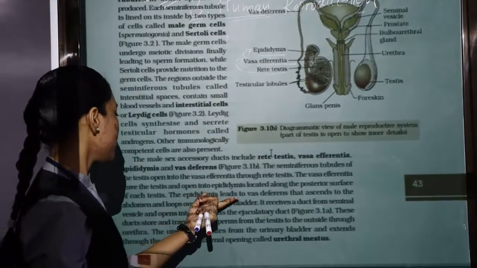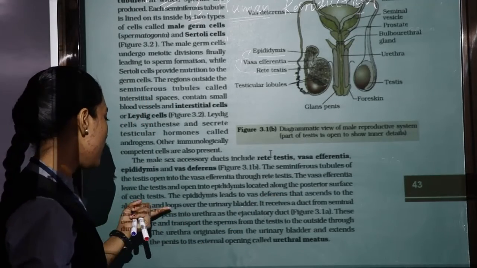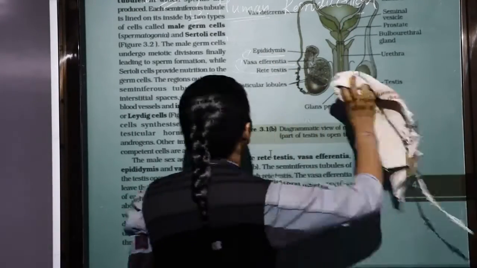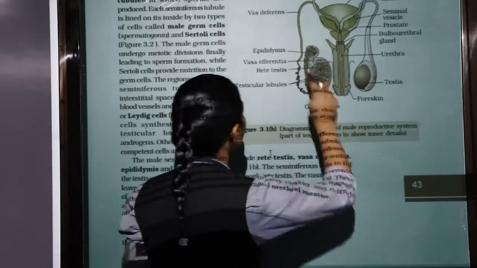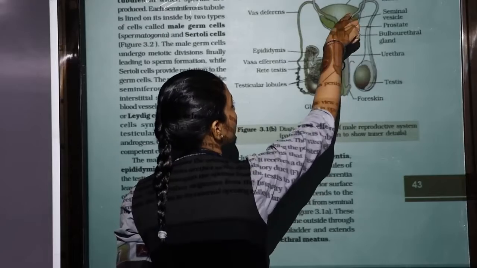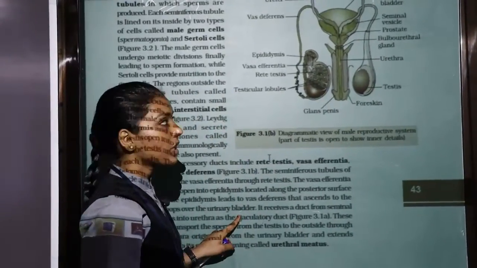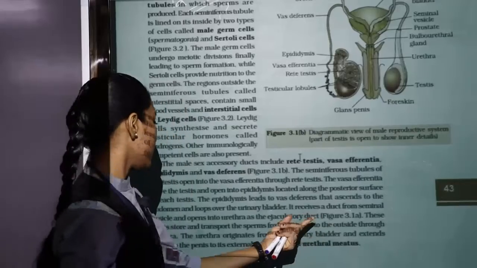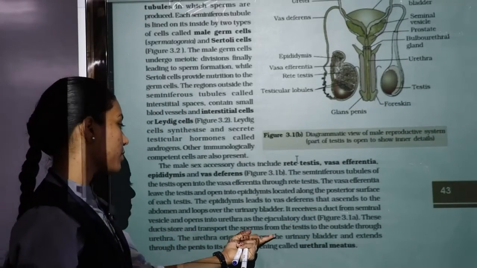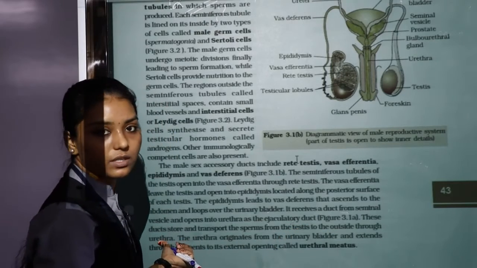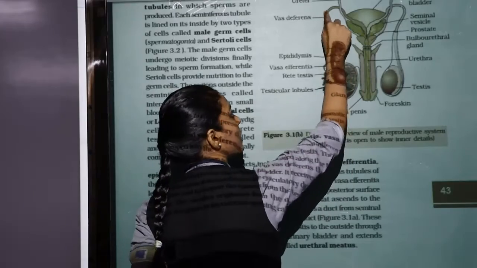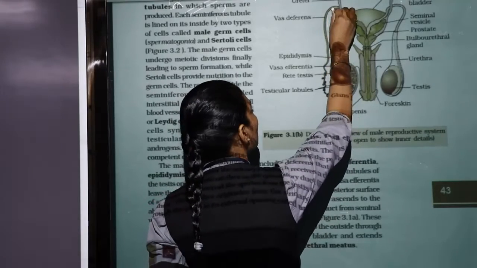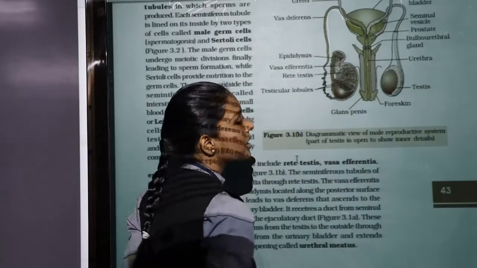The epididymis leads to vasa deferentia that ascends to the abdomen and loops over the urinary bladder. You can see over here, this is the urinary bladder and the vasa deferentia. See over here, the vasa deferentia is looped over the urinary bladder and then it passes on to the urethra. So the sperms are carried till here and then pass on to this particular part. Next, this duct stores and transports the sperm from the testis to the outside through the urethra. The same thing that I have said: from here it is carried and transported to the urethra. I hope you are clear with the diagram. This is a loop-like structure that moves around the urinary bladder.